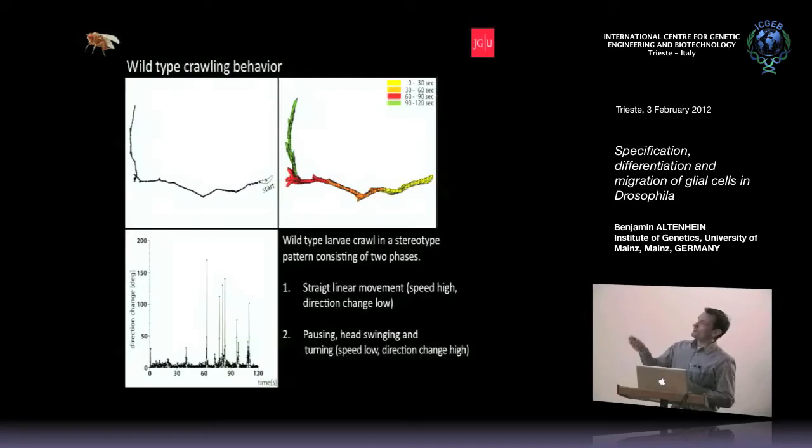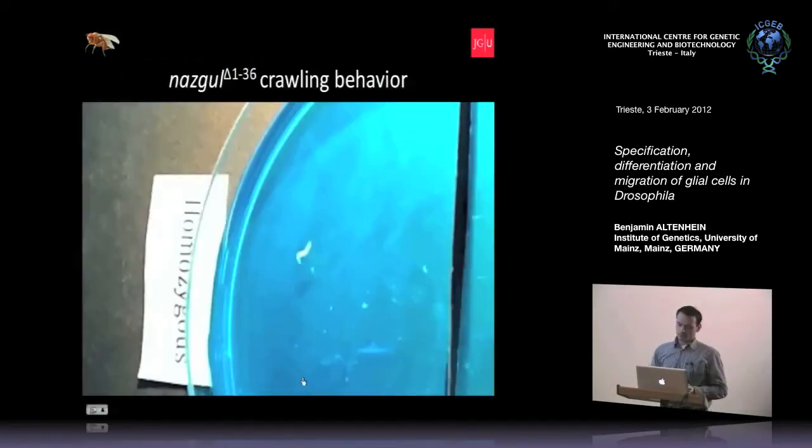So this is the wild-type crawling behavior, and it's a very stereotypic exploration behavior of the larva. It is placed onto the dish, and then it starts crawling, basically in a straight movement. It sometimes turns, and then sometimes it looks around a little bit further and turns again, and then has again phases of straight movement. And just a representation, again, of the same path here. When you look at the points where the larva turns, you can represent this in this graphic here: the direction change, the degree of the angle by which the larva changes its direction.